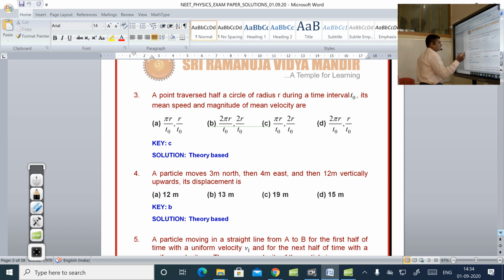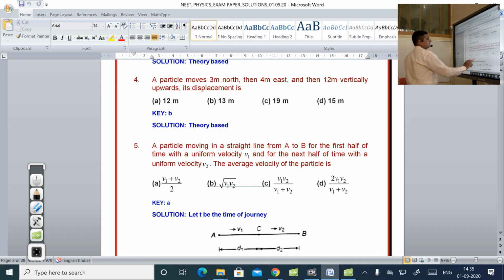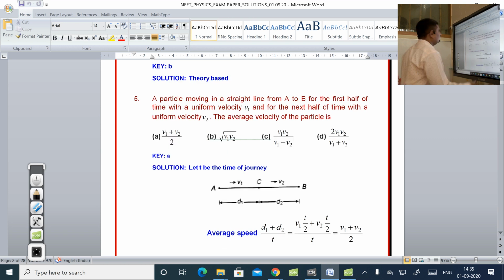Next one: a particle moving in a straight line from A to B for the first half of time with a uniform velocity v1 and for the next half of time with a uniform velocity v2. What is the average velocity? Whenever we are asked average velocity, what is the formula, students? Total displacement by total time. Here they gave first half of time v1, second half of time v2. So therefore this is t by 2.